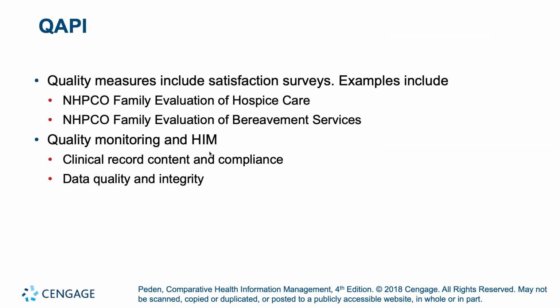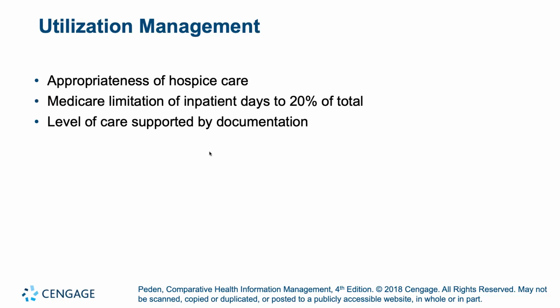Also satisfaction surveys. Again, every healthcare setting uses patient satisfaction. They do those surveys to make sure that that piece is reflected in terms of quality. And then quality monitoring and HIM look at record content, compliance with regulations, and data quality and integrity. Utilization, again, appropriateness of hospice care. Medicare limitation of inpatient days to 20% of total, and level of care supported by documentation.